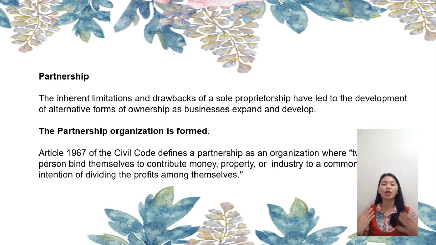So next is partnership. The inherent limitations and drawbacks of a sole proprietorship have led to the development of alternative forms of ownership as businesses expand and develop. So the partnership organization is formed. Based on Article 1767 of the Civil Code, a partnership is defined as an organization where two or more persons bind themselves to contribute money, property, or industry to a common fund with the intention of dividing the profits among themselves.